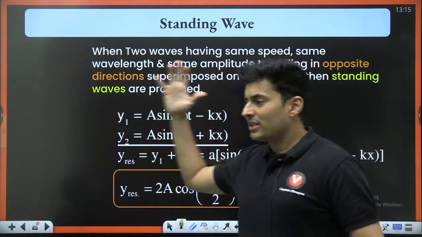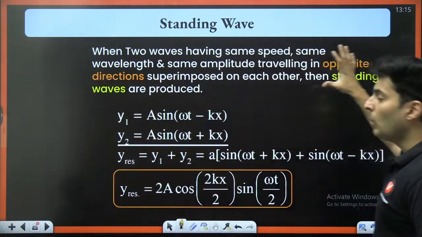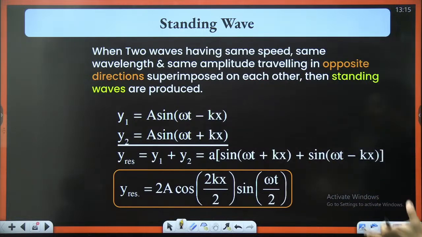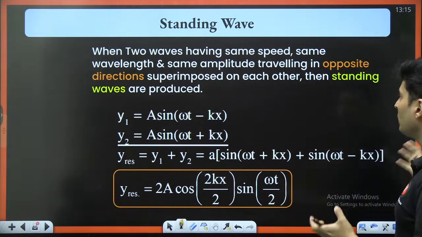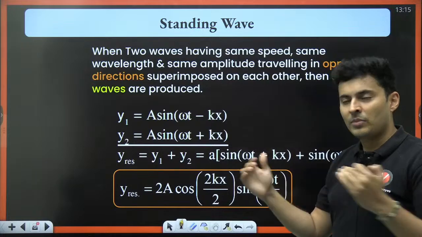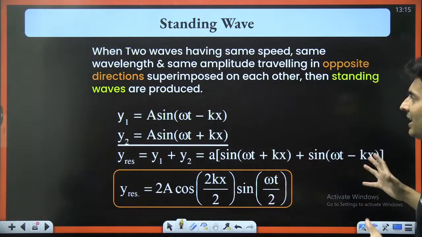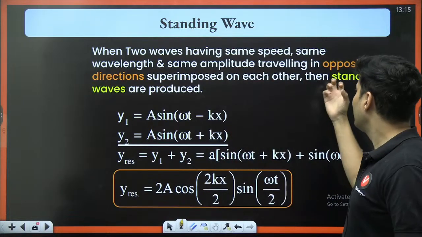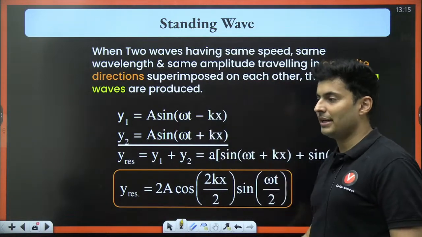Okay, so standing wave means when you have two or more waves going in the opposite direction, with the same frequency, same wavelength, same amplitude, so that their energies get cancelled and the energy gets trapped, and the resultant superimposed wave is called a stationary or a standing wave.